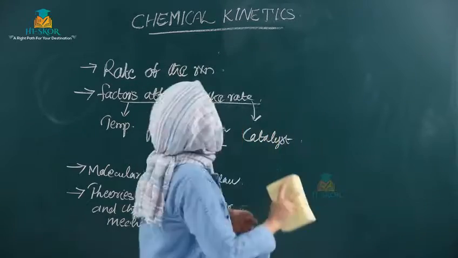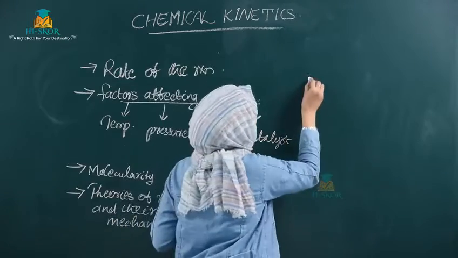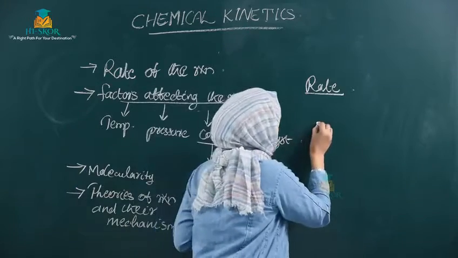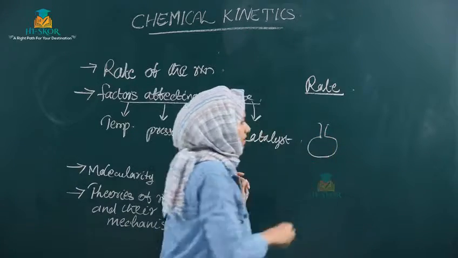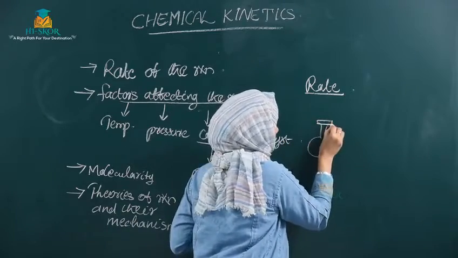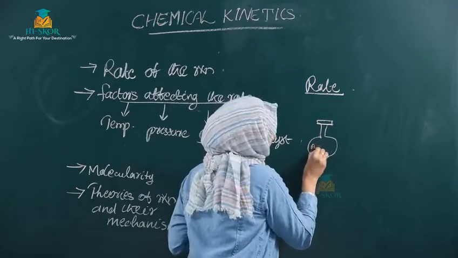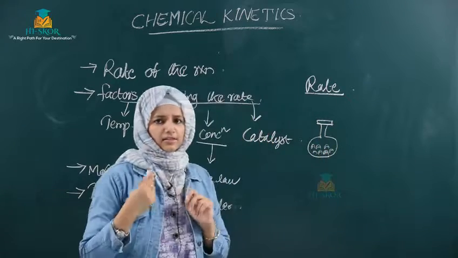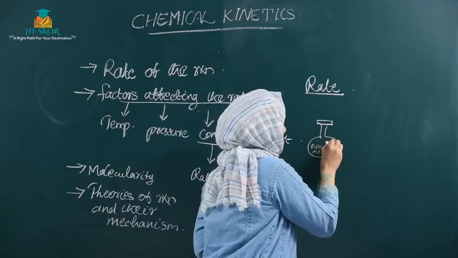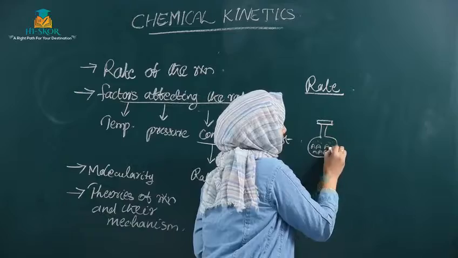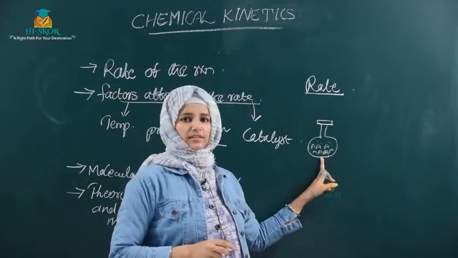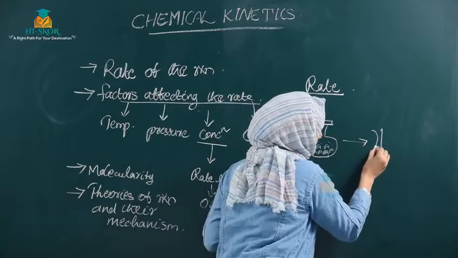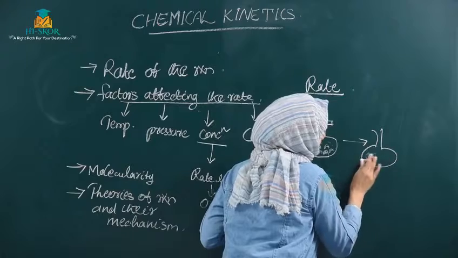First we will discuss the rate of the reaction. What is meant by rate or speed of the reaction? Suppose we are taking an RB flask which contains a reactant A. We have n number of reactant molecules. After the reaction proceeds, the A molecules can be converted into B. Suppose B is the product and A is converted completely into B, the product molecule.